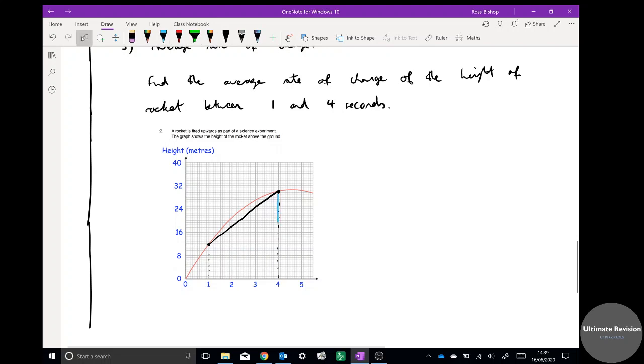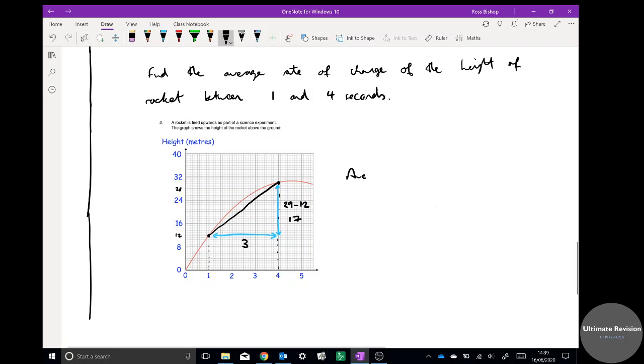Now be careful with some of these, because they might be negative. All the ones I've done have been positive so far, but they could be negative. The height goes from 12 to about 29. So that's 29 minus 12, about 17 high, and then across we're going from 1 to 4, which is 3. So the average rate of change is going to be equal to 17 over 3, and the units are meters per second, meters divided by a second.